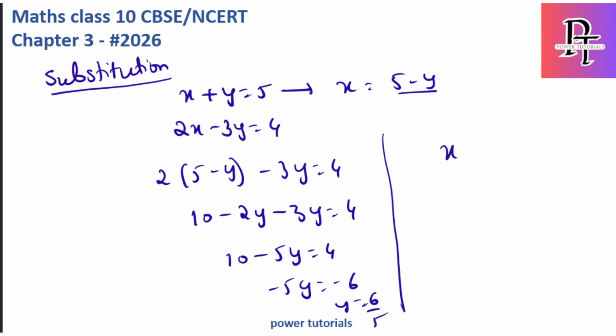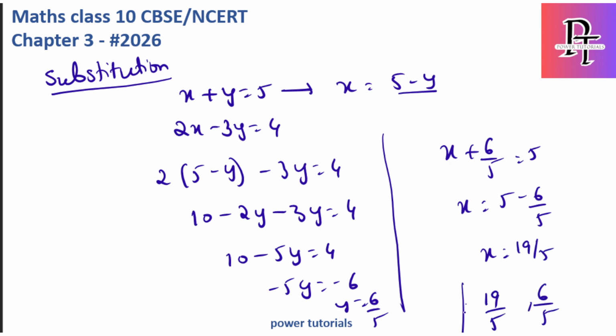Now substitute in the first equation. x plus 6 by 5 is equal to 5. x is equal to 5 minus 6 by 5. 25 minus 6 is 19. See, now you got the same answer, which is 19 by 5 comma 6 by 5.